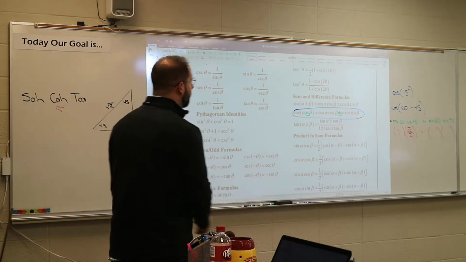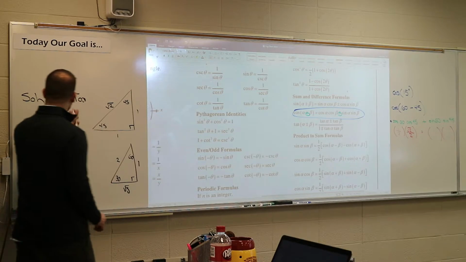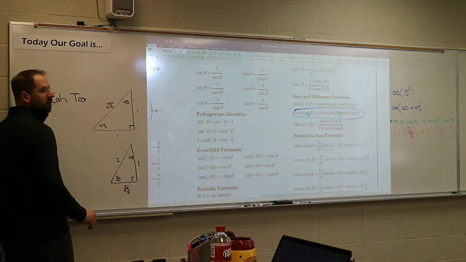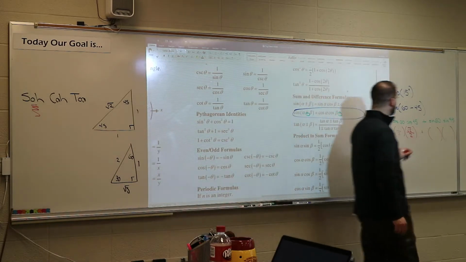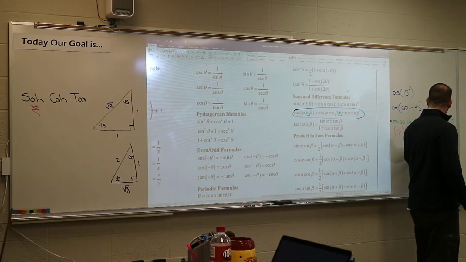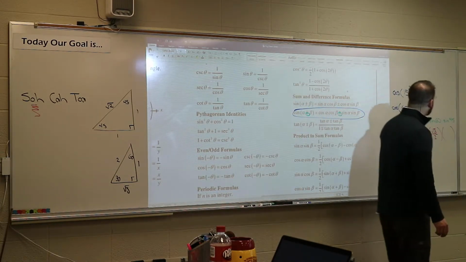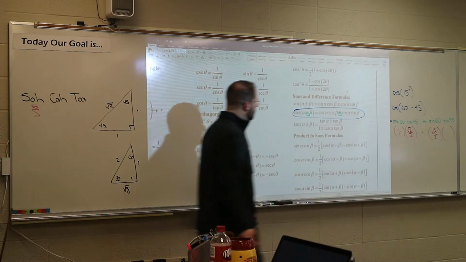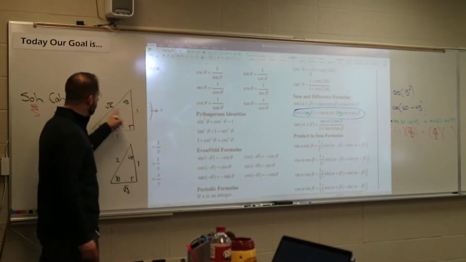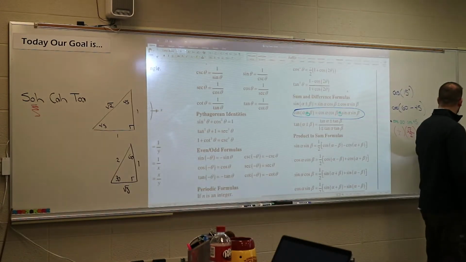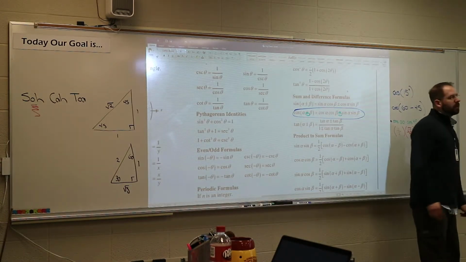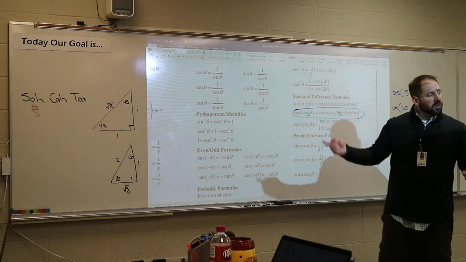Go to the next one, sine of 60. Sine of 60 now is doing the opposite over hypotenuse, so 60 degrees, opposite over hypotenuse, that's root 3 over 2. And the sine of 45, that's the same. Sine of 45 is opposite over hypotenuse, so it's 1 over root 2, which I'll simplify. Root 2 over 2. Now, that's where those numbers come from.